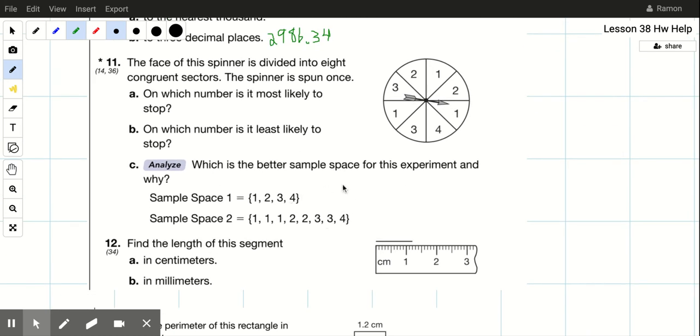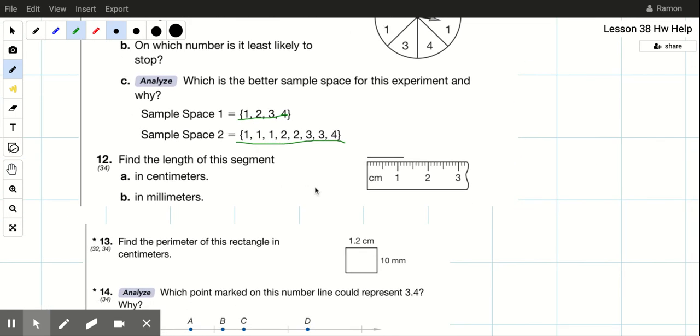For letter C, which is the better sample space and why? Remember that with sample spaces, we always want to list every single thing that could happen, even if it's a repeat or if it's the exact same as something else, right? So in this instance, the sample space should be all of the possibilities listed because it shows you every single outcome. This only shows you the different types of outcomes that can occur, but it doesn't really tell you anything about which one happens multiple times or could happen multiple times.